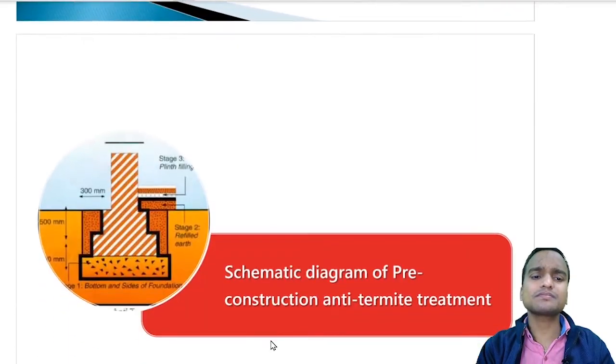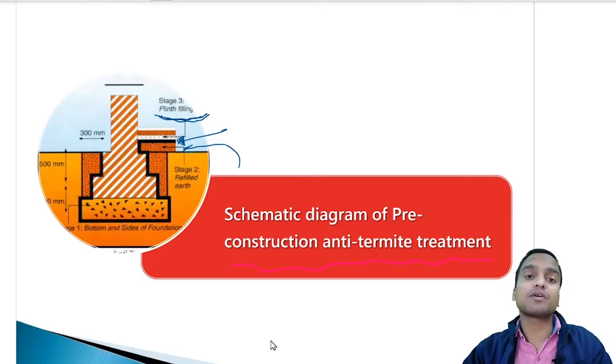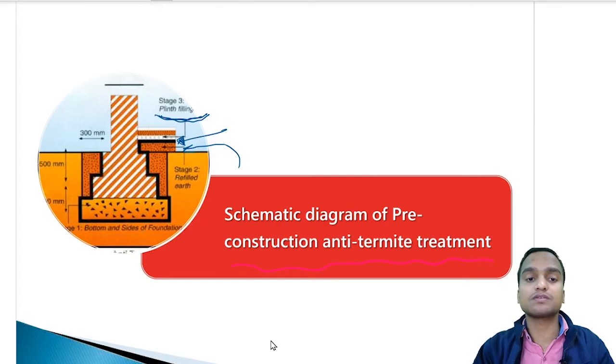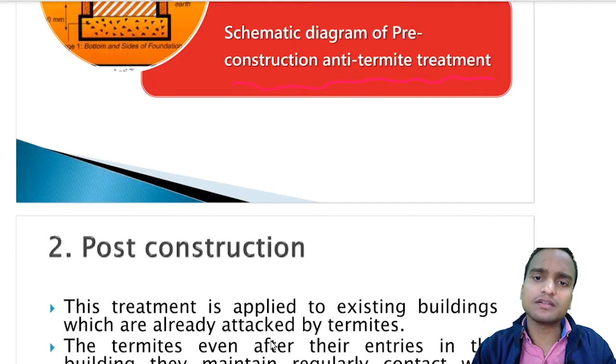Okay. So you can see in the schematic diagram of pre-construction anti-termite treatment, here basically we can use different structural barriers. Just like you can see here, one structural barrier being used of concrete here, before this plinth filling is done. Here this is the concrete structural barrier, and in place of the concrete structural barrier, we can use metal sheets also. So this was about the pre-construction anti-termite treatment.